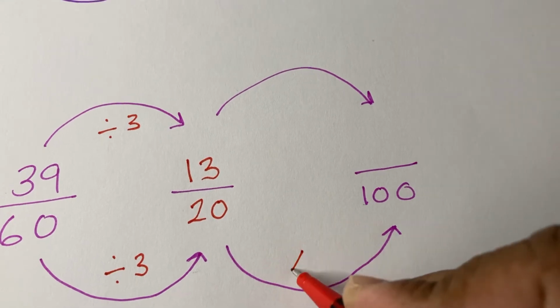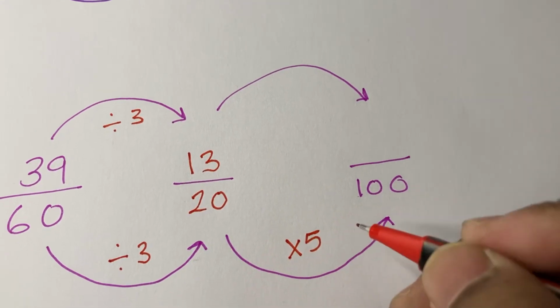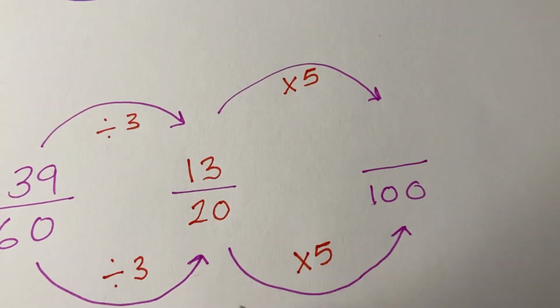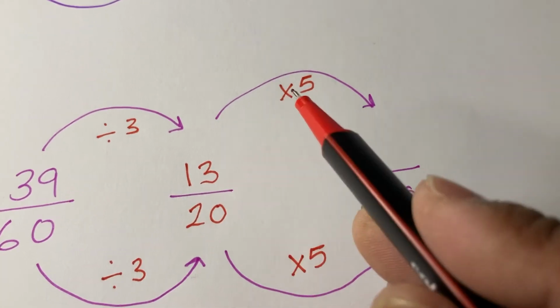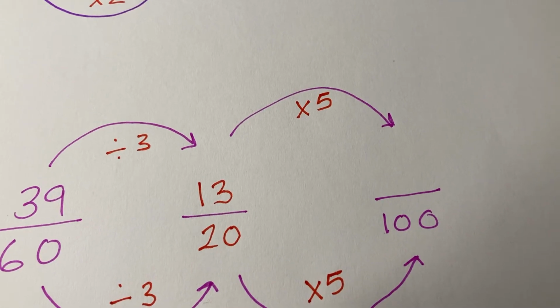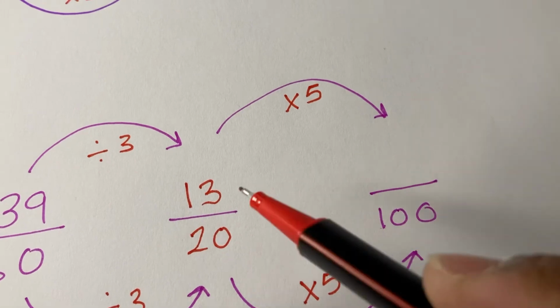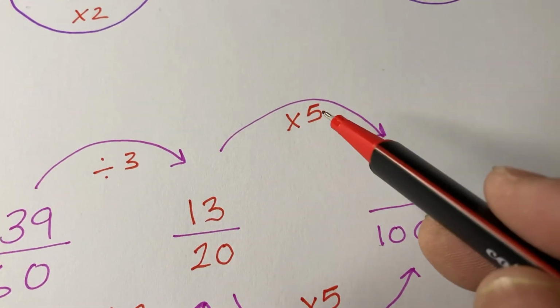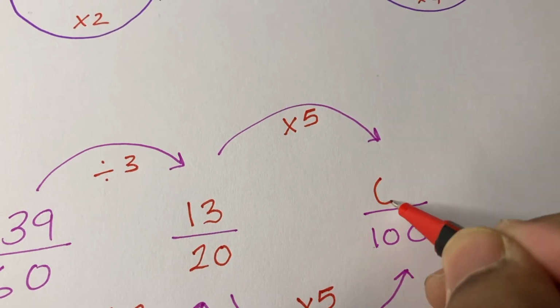Absolutely correct. Times it by 5. And whatever you do to the bottom, you do to the top. Okay, so 20 times by 5 is 100, and 13 times by 5, 65. Because 10 times 5 is 50, and 3 times 5 is 15, and that's 65.